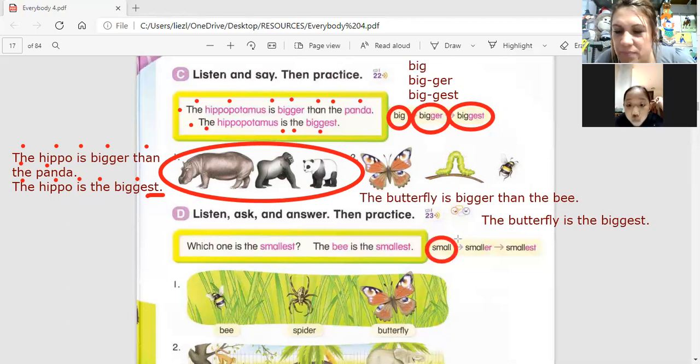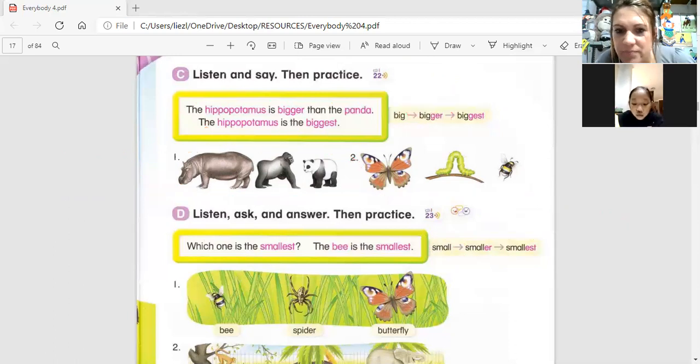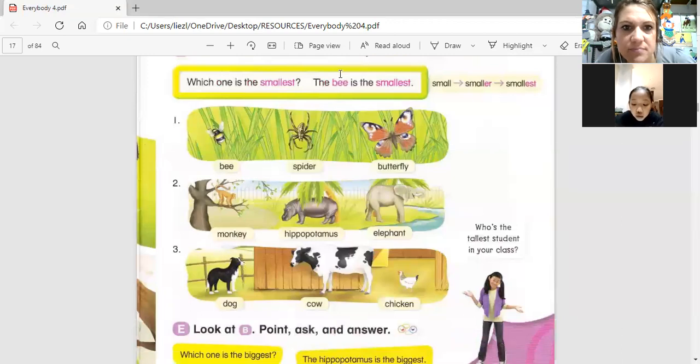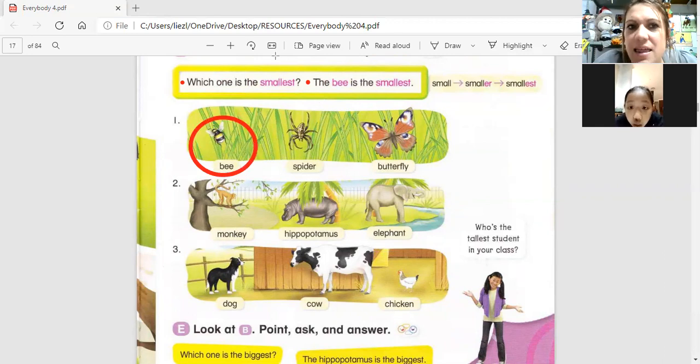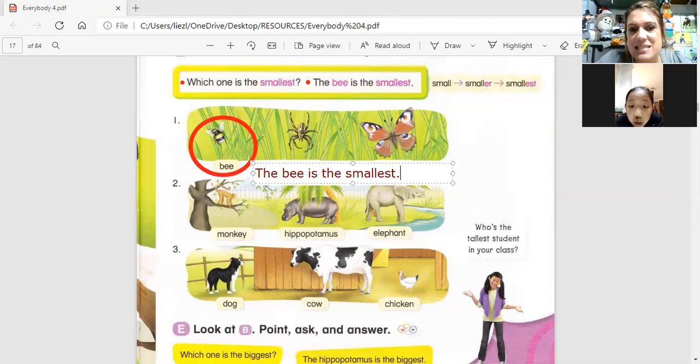Let's read here. Small. Smaller. Smallest. Okay, let's go to this one. Let's practice this one. Okay, let's read the sentence here. Which one is the smallest? The answer is the bee is the smallest. The bee is the smallest.